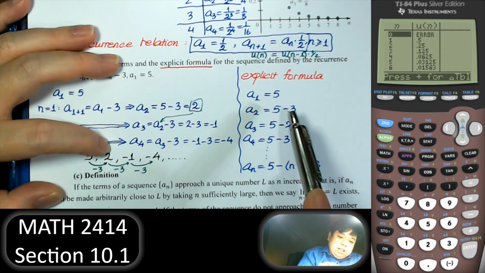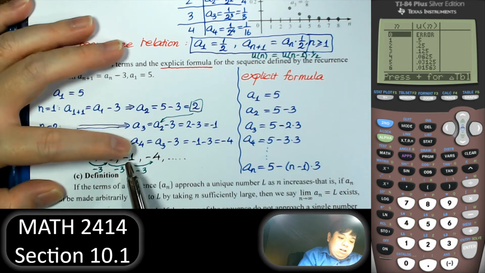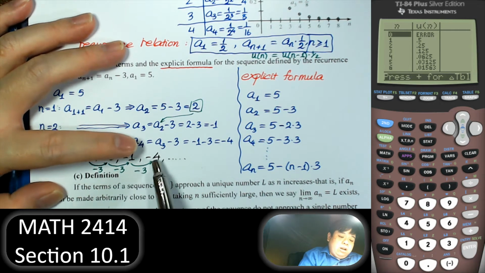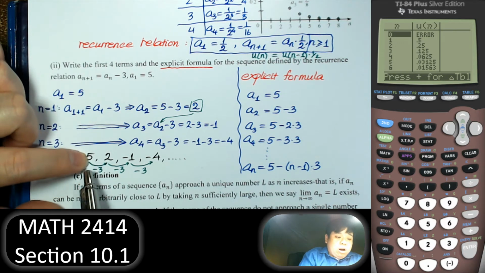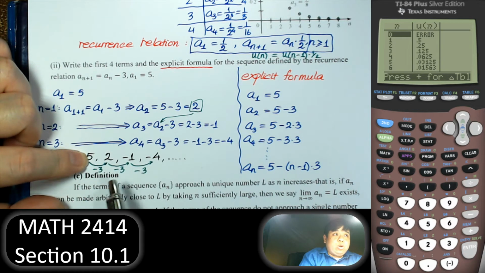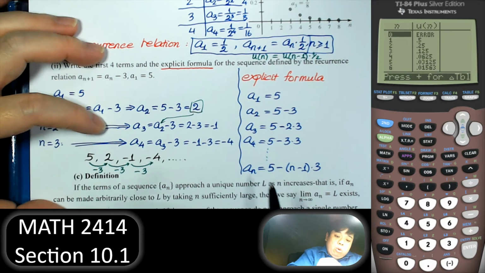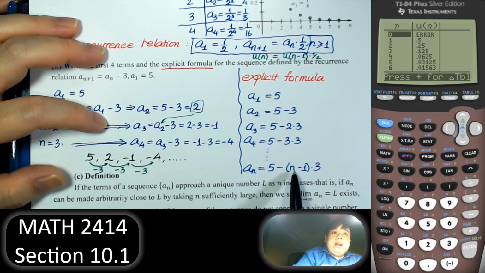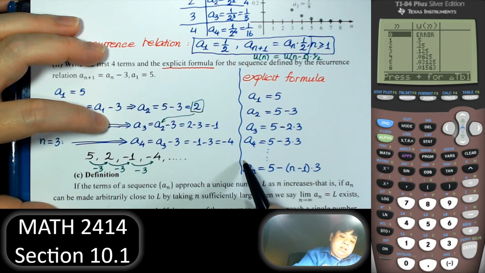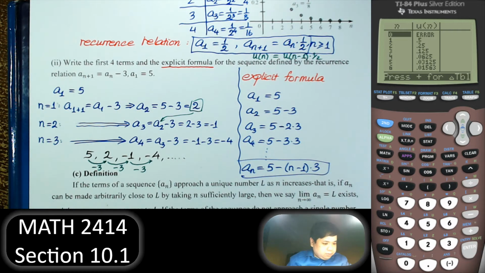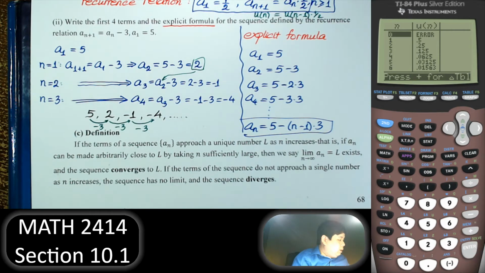The second term, 1 step. The third term, 2 steps. The fourth term, 3 steps. So starting from the first one, it will take one less step to go to that particular term. So if we want to go to a sub n, it's going to be n minus 1 steps, and each step is the minus 3. So this is a general formula.